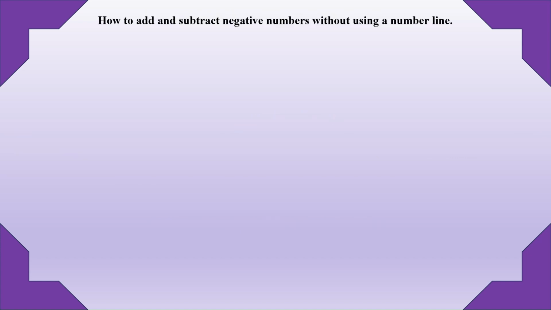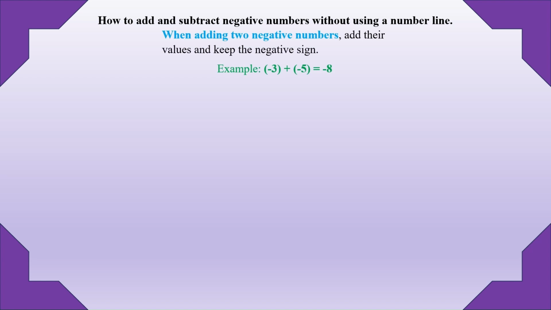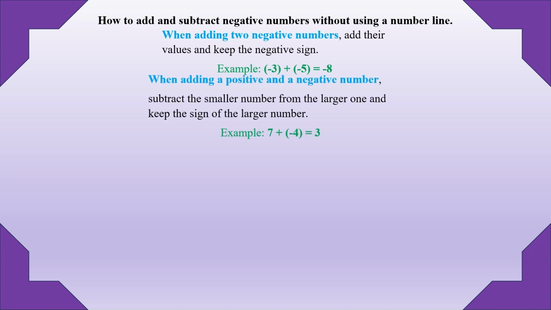Now let's do the last part, how to add and subtract negative numbers without using a number line. When adding two negative numbers, add their values and keep the negative sign. For example, if it is negative 3 plus negative 5, you add 5 plus 3 and put a negative sign. When adding a positive and negative number, subtract the smaller number from the larger one and keep the sign of the larger number. Take the example 7 plus minus 4.